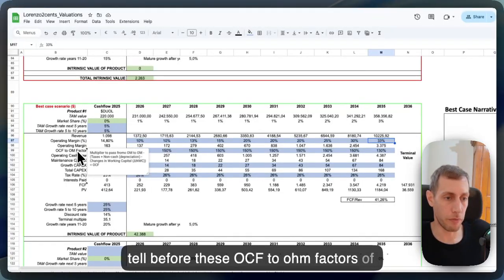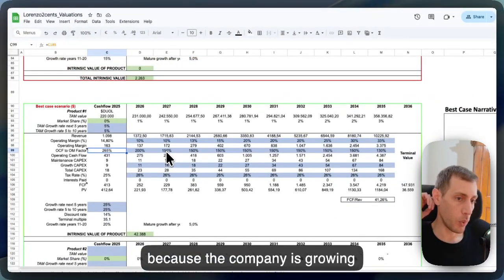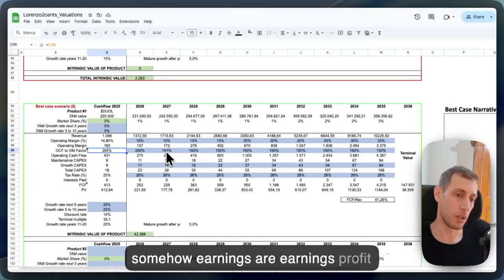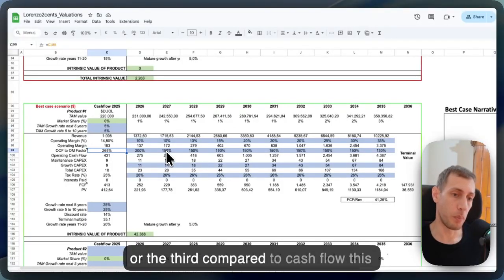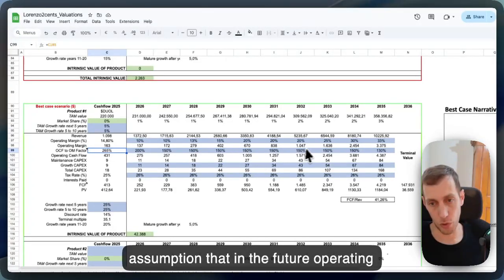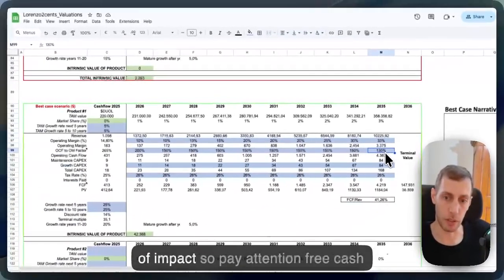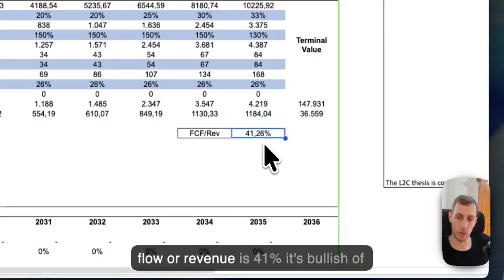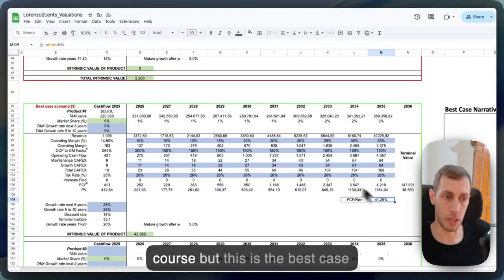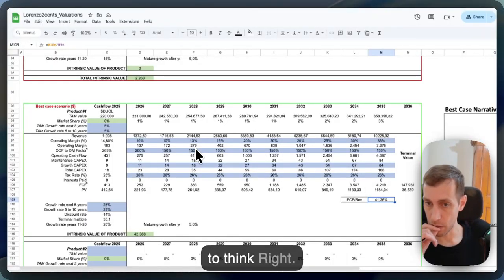Sorry, guys, one important thing I didn't tell before. This OCF to OM factor, of course, now it's pretty high. It's 265% because the company is growing. Somehow profit is deferred compared to cash flow. This happens often, but still I'm making the assumption that in the future operating cash flow will be more aligned to operating margin. So you see that this becomes 130%. Even this factor has a lot of impact, so pay attention. Free cash flow on revenue is 41%. It's bullish, of course, but this is the best case scenario, and this has 25% probability of happening. So you need to think that way, right?